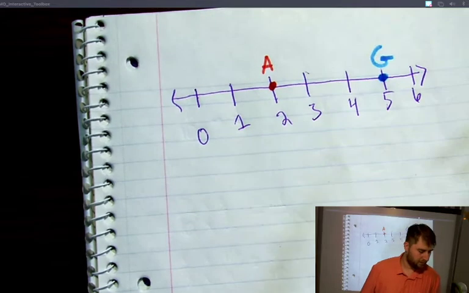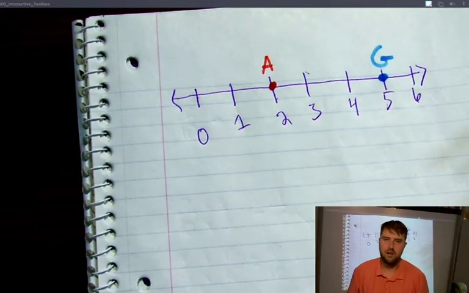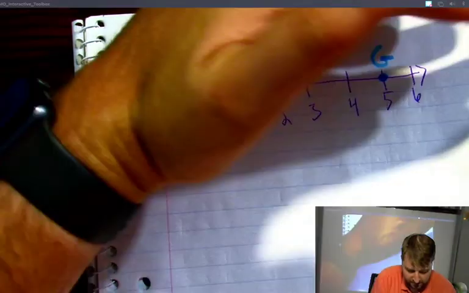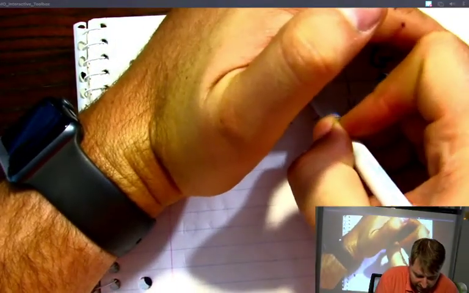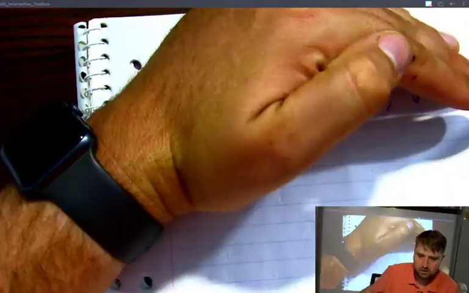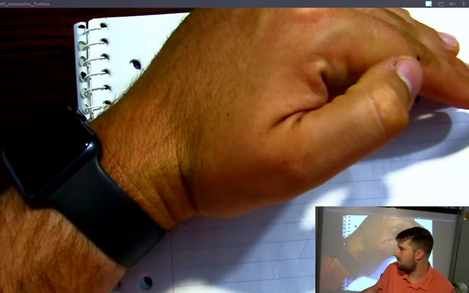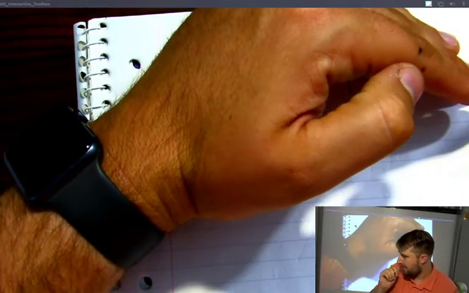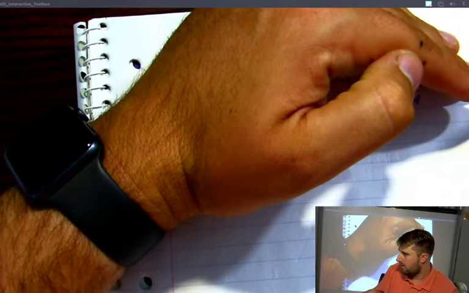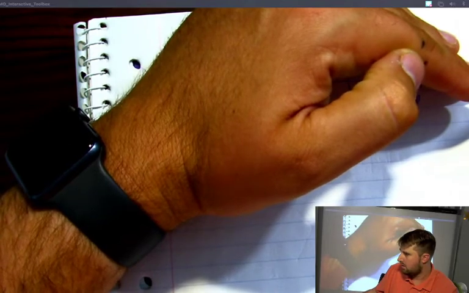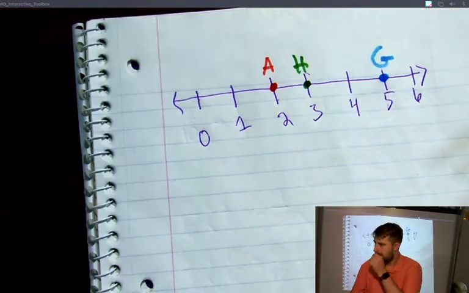Now our last point, we're going to do a point called H. And I want you to put H 3 units away from the origin. So 3 units away from the origin. Label it H. Check your work against mine. I'll reveal mine in 5, 4, 3, 2, 1. There we go.